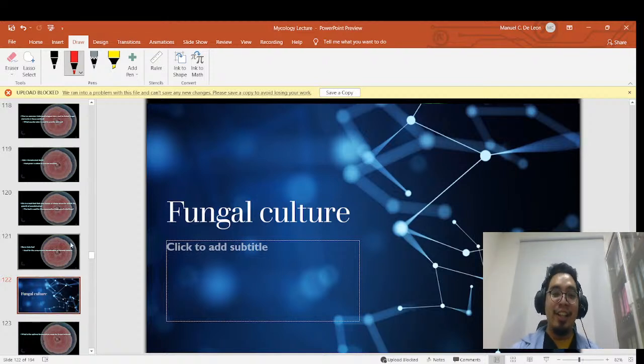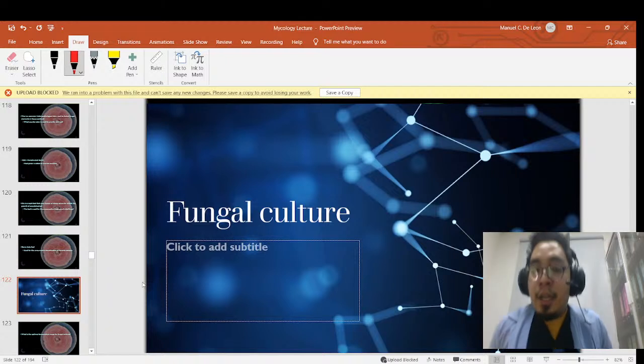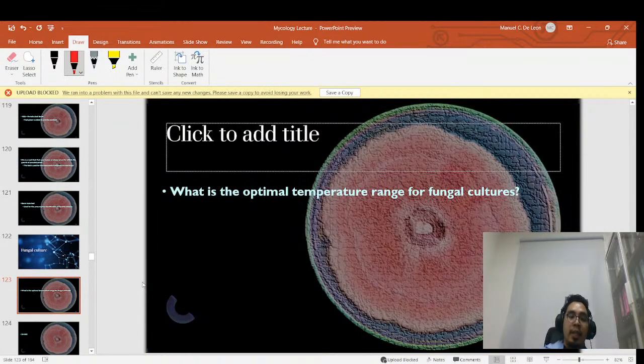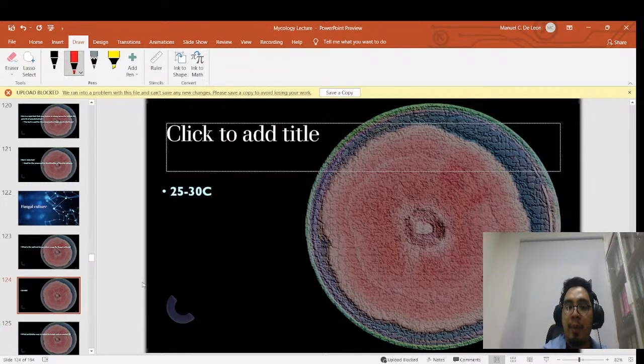So let's continue on. This is the last topic for today. We're just gonna go a little bit fast because these are questions that you should have known in your previous mycology class or mycovirology class. The first card we need to talk about is the optimal temperature range for fungal cultures. The optimal temperature range for a fungal culture is room temperature, 25 to 30 degrees Celsius.